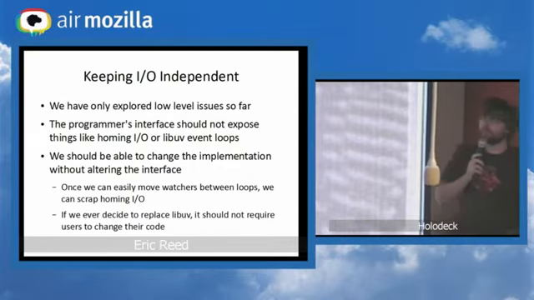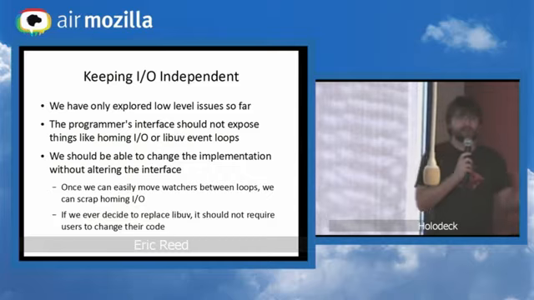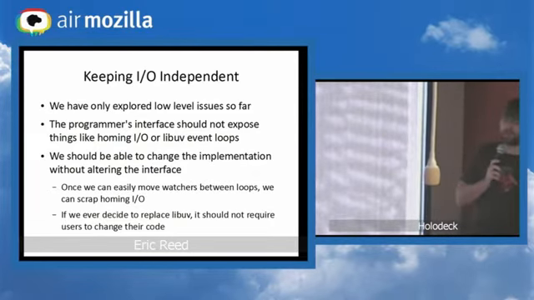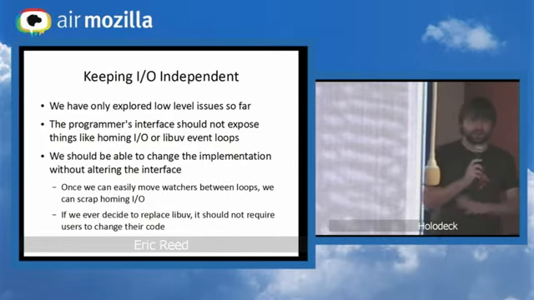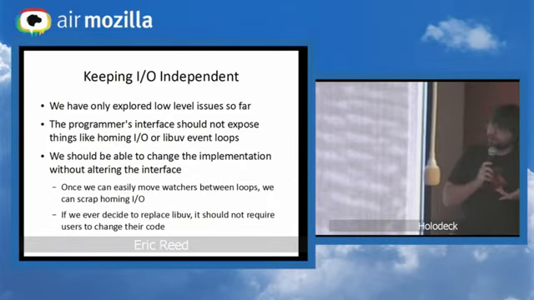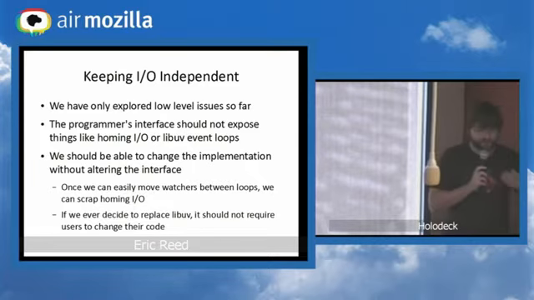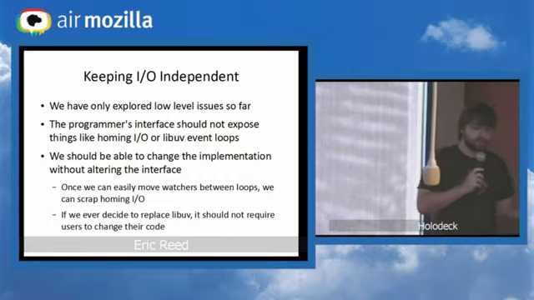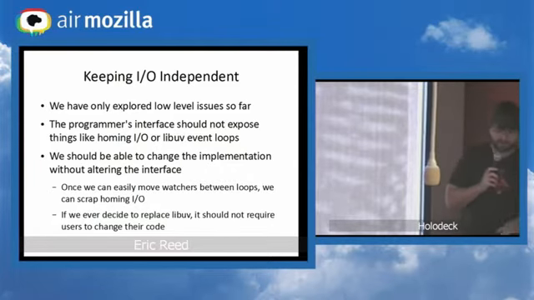So this is really only low-level stuff so far. It's all implementation details. And someone who's using I/O in Rust shouldn't have to care about homing I/O and libev event loops and all this. They shouldn't even need to know about it. What this does is that we can later scrap homing I/O when we can move stuff between event loops. We can use something aside from libev, all this.